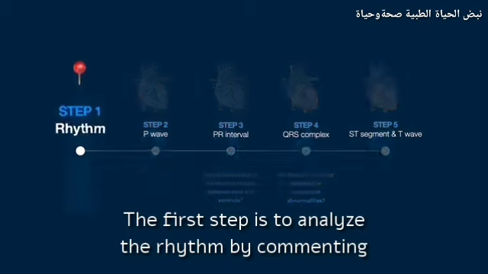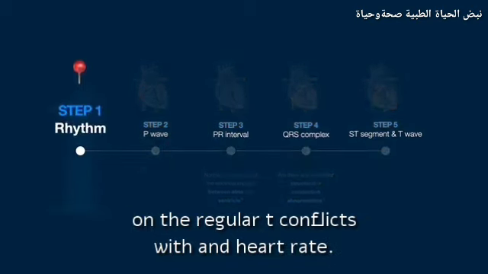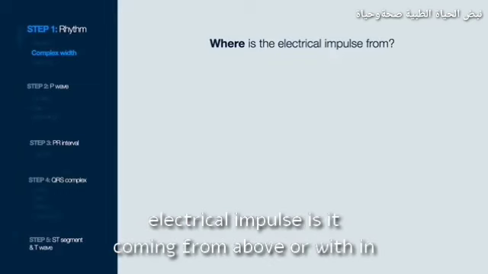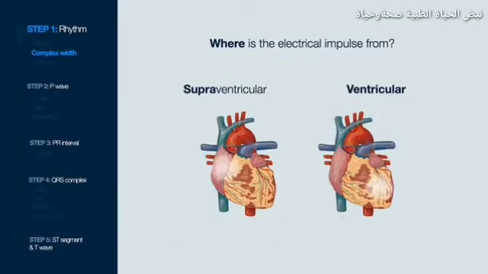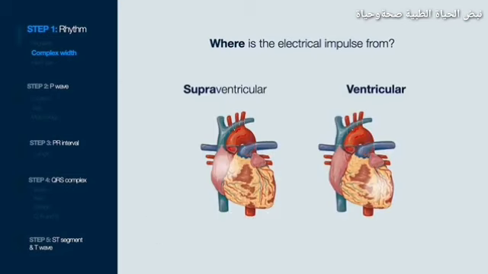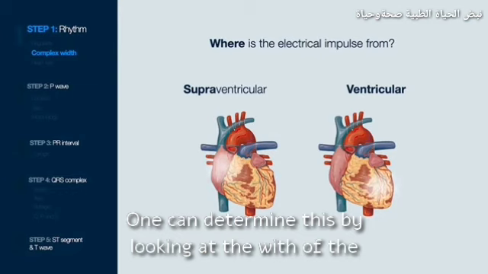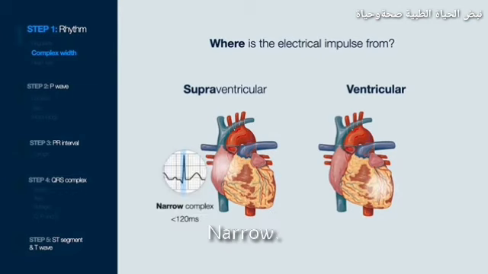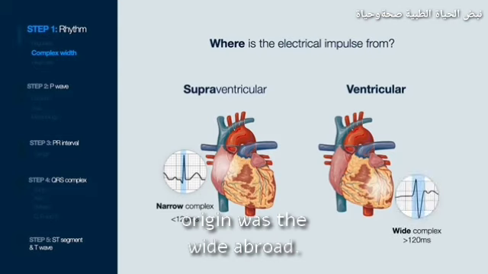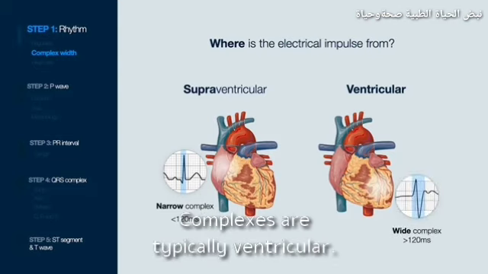The first step is to analyze the rhythm by commenting on the regularity, complex width, and heart rate. Here the main goal is to identify the origin of the electrical impulse. Is it coming from above or within the ventricles, known as supraventricular or ventricular rhythms, respectively? One can determine this by looking at the width of the QRS complex. Narrow or normal complexes typically have a supraventricular origin, whilst wide or broad complexes are typically ventricular.